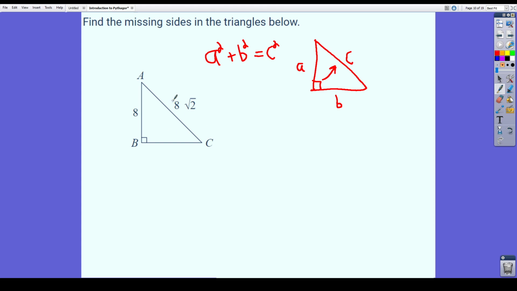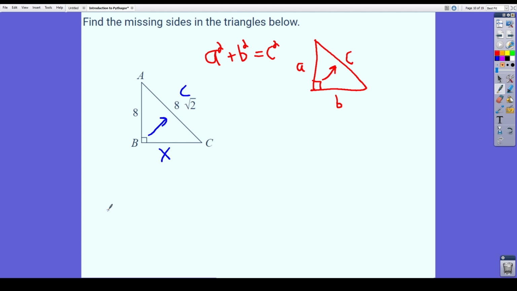So now let's look at the problem it gives us. Find the missing sides in the triangle below. BC is our missing side. We could use that as x, or you could use a and b if you want to exactly fit the theorem. It doesn't matter. However, what does matter is I know that 8 is a leg, and 8 times the square root of 2 is the hypotenuse, since it is across from the right angle.